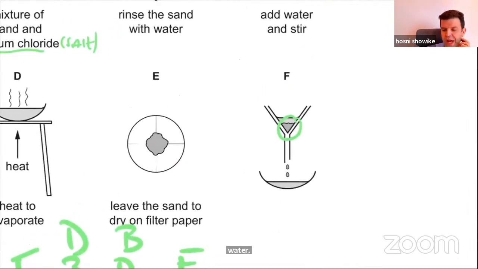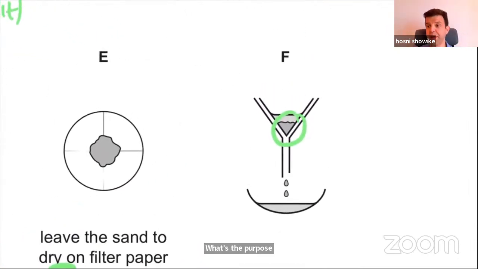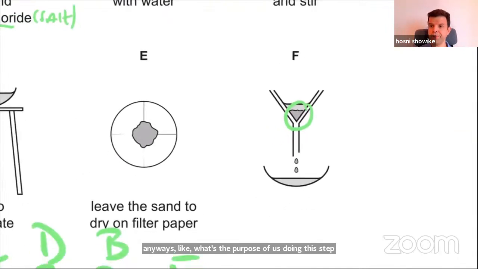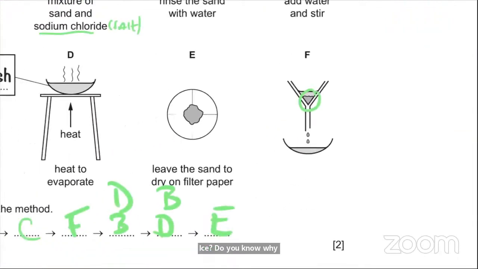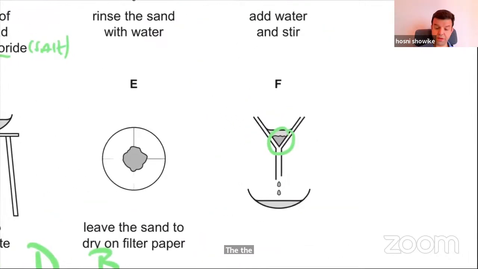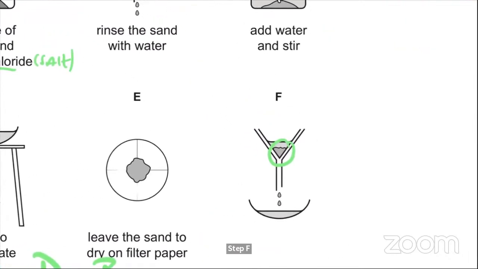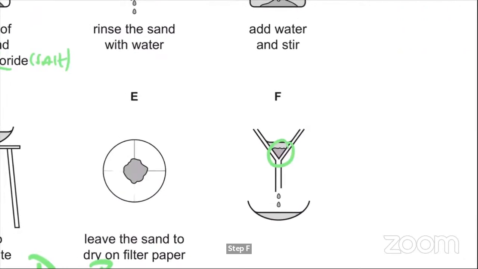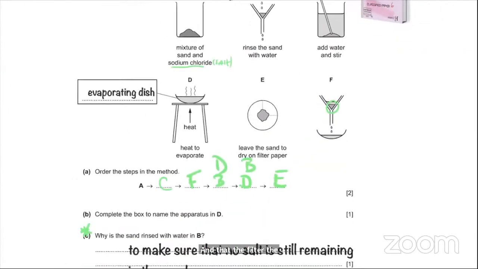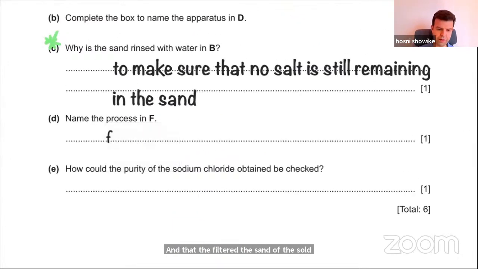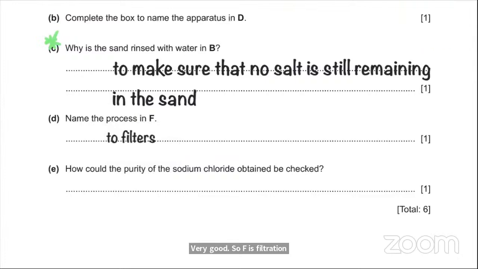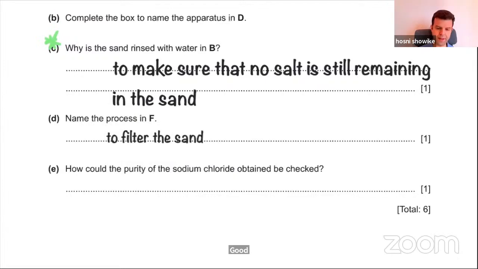What's the purpose of F? Like, why did we do step F anyway? What's the purpose of us doing this step F? Do you know why? To evaporate the salt. Step F. To filter the sand of the salt. Very good. So F is filtration. Very good. To filter the sand from the mixture. Okay.